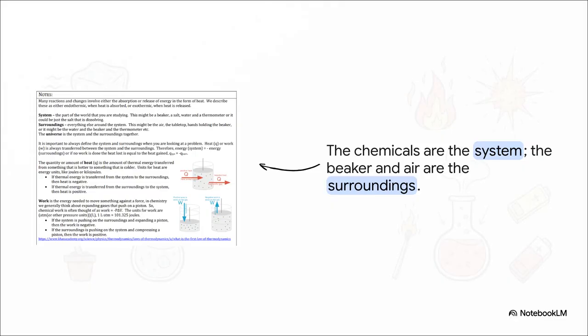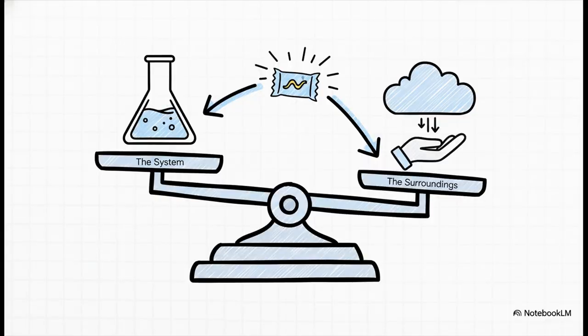So, check out this classic lab example. The chemicals mixing together inside the beaker, that's our system. Everything else, the glass, the air, the hand holding it, that's all part of the surroundings. Simple, right? And here is the absolute key, the most important rule of the game. Energy never just disappears, it just moves. So any heat that's lost by the system has to be gained by the surroundings. And, of course, the opposite is true too. It's a perfect trade every single time.